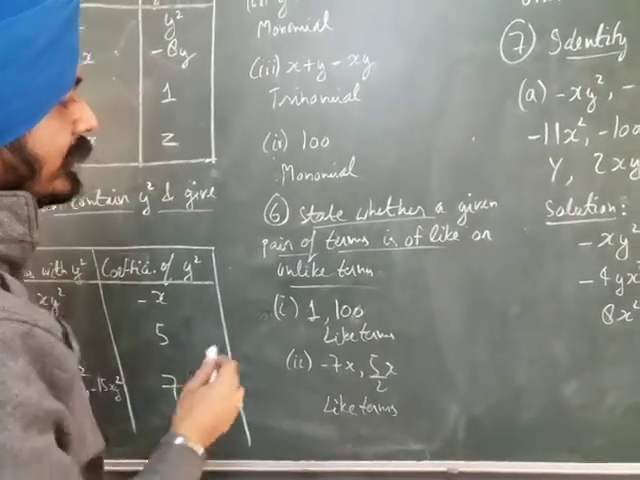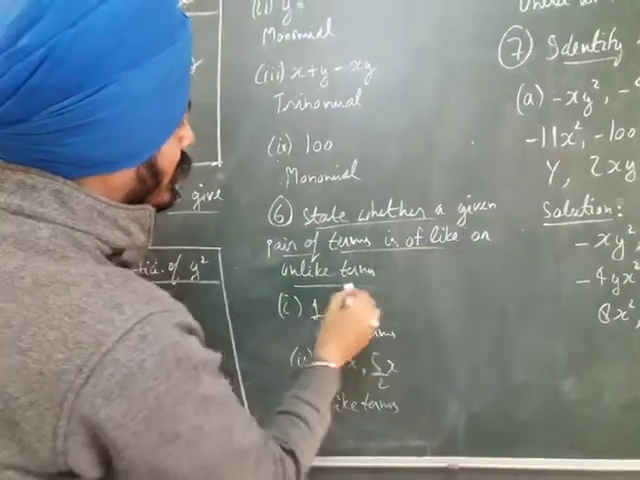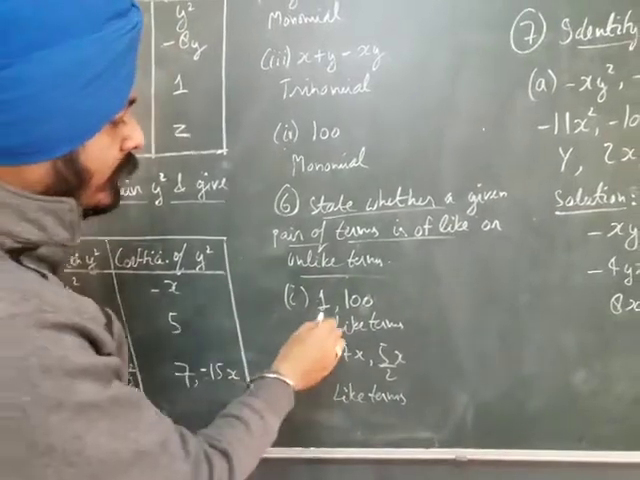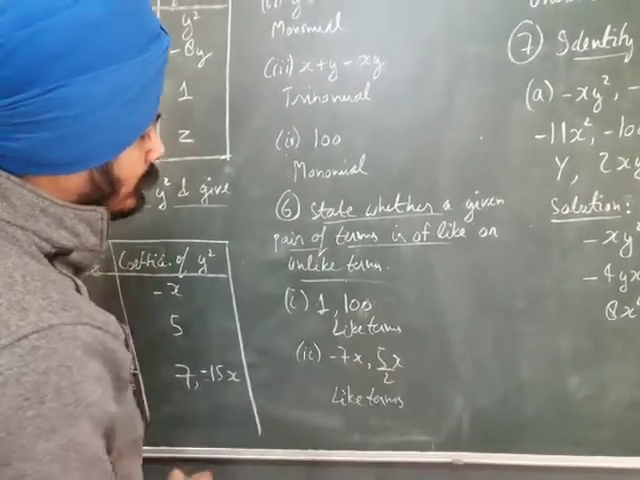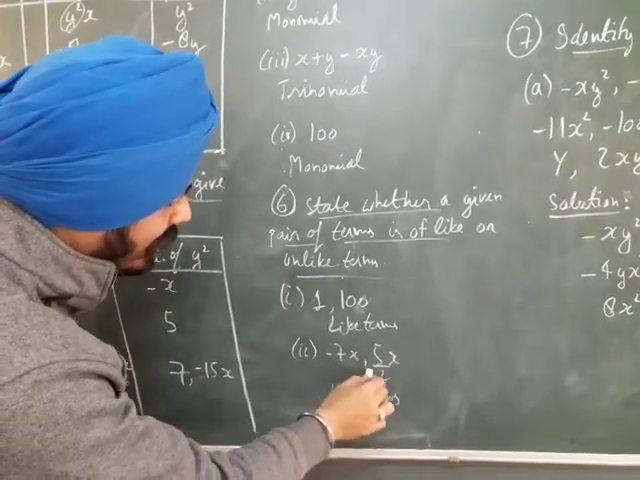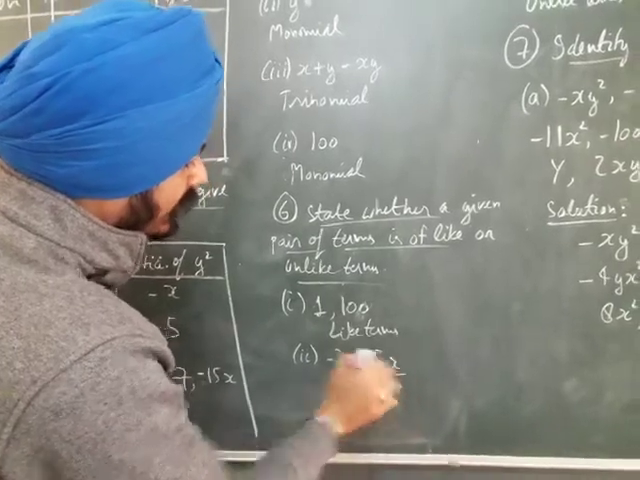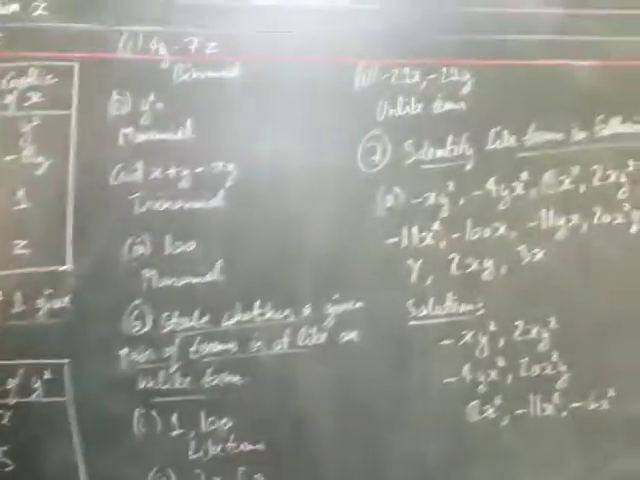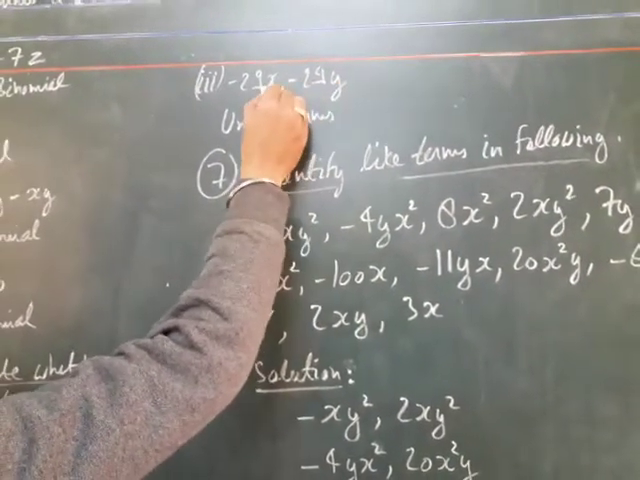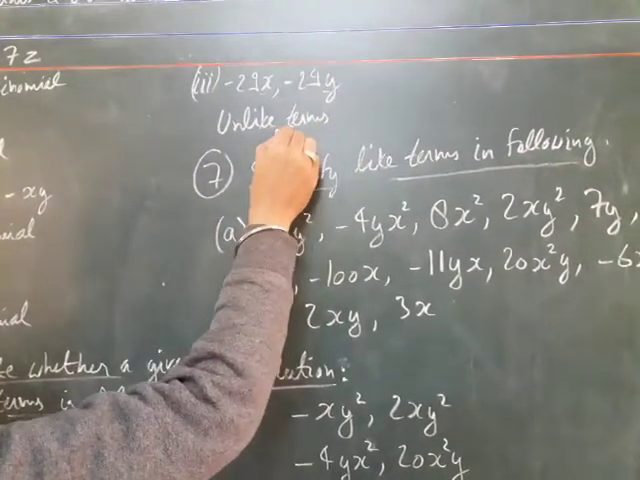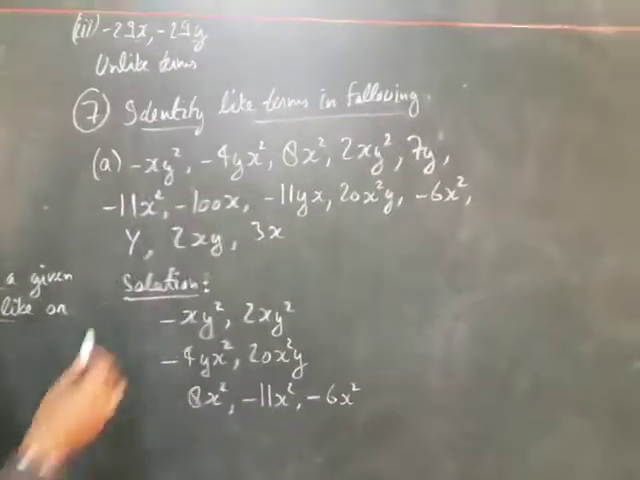Now see sixth question. State whether a given pair of terms is of like or unlike terms. So you can see 1, 100 both are numbers, constant terms, so it is like terms. Second part minus 7x and 5 upon 2x. You can see the same x is coming here also, so it is like terms. Third part minus 29x comma minus 29y. Here x is coming and here y is coming, so it is unlike terms. Remaining parts try yourself.